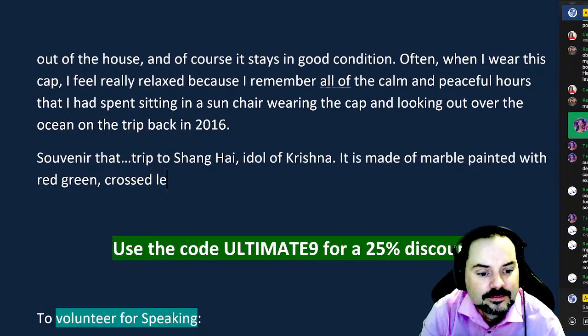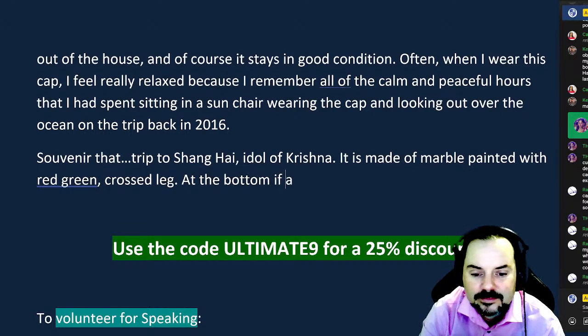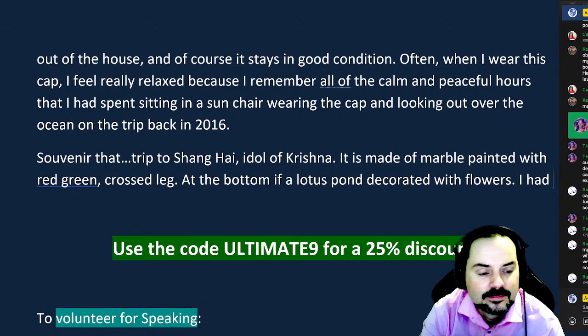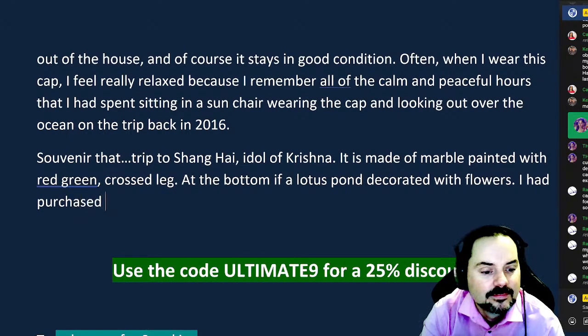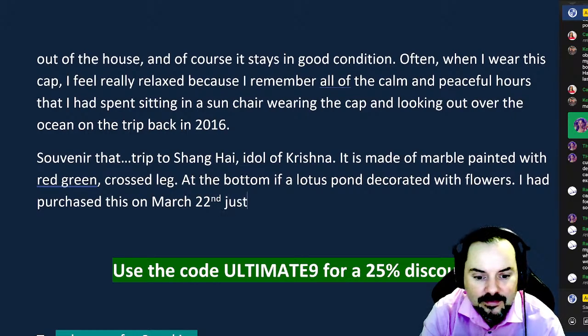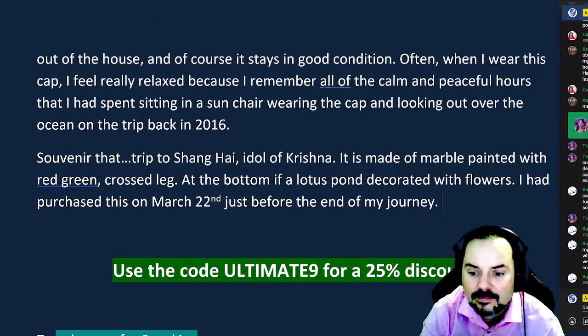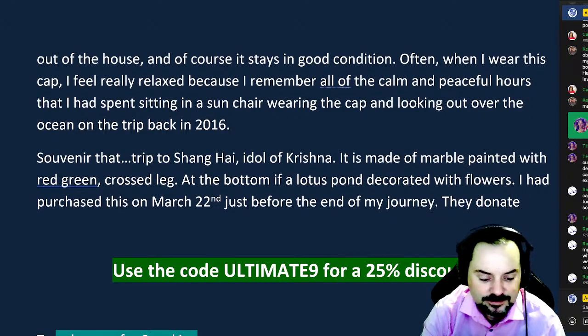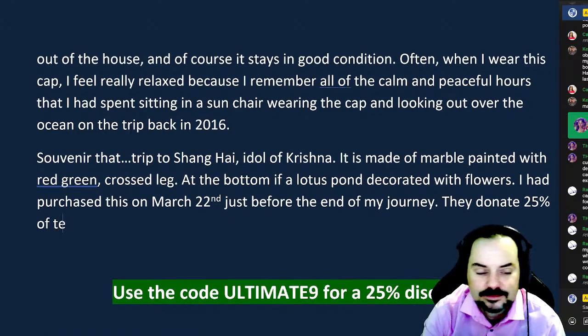At the bottom of the deities, there was a lotus pond beautifully decorated with different flowers, which adds even more beauty to the statue. I purchased this idol in the month of August on 22nd, just before the end of my journey, from the famous Hare Krishna Sanctorium. Actually, there are various forms of statues which were very attractive, and the most delightful aspect of the sanctorium is that they donate 25% of their income to the old age home, which is located nearby their organization, which made me purchase this item.